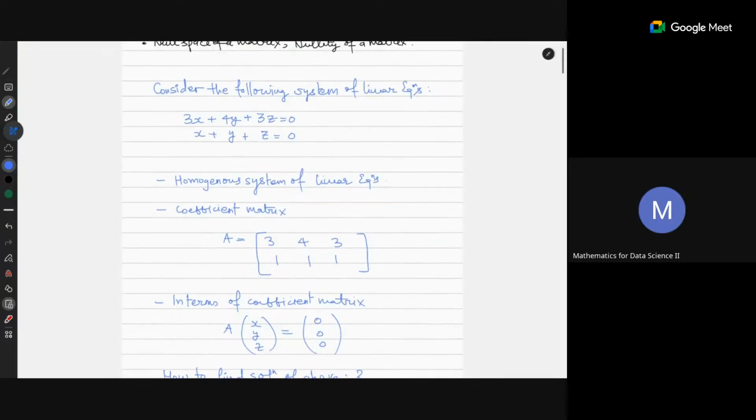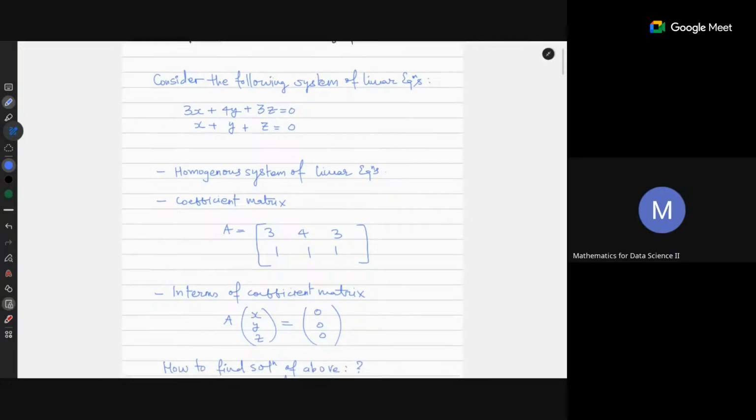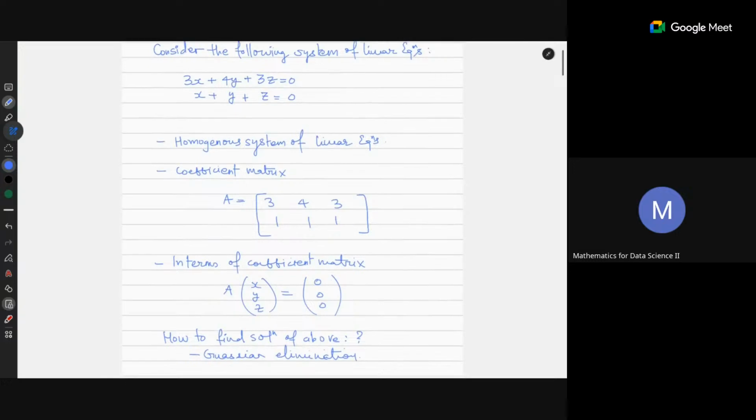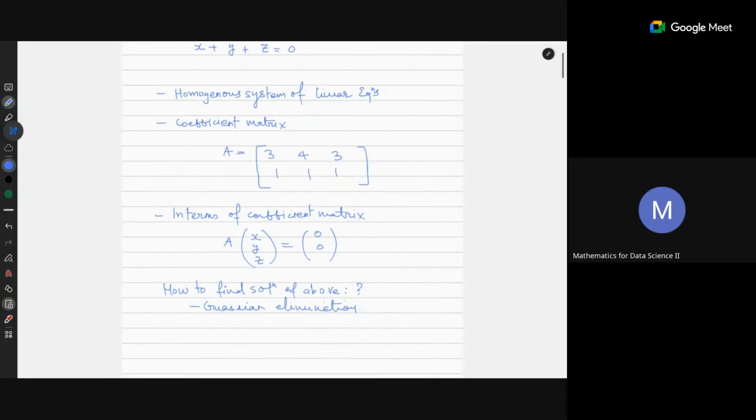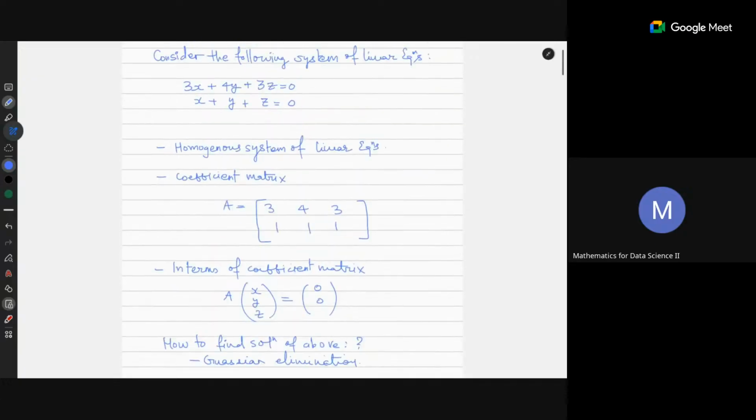Now we have already seen that you can write any system of linear equations in terms of the coefficient matrix, which means A multiplied by x y z equals 0, 0. Because I have a 2 cross 3 matrix, I will get a 2 cross 1 matrix as the answer. All right. Now, the question is how to find the solution to this system of equations.